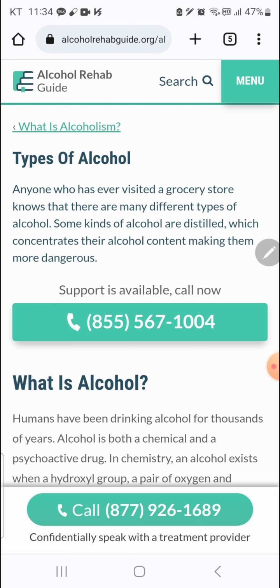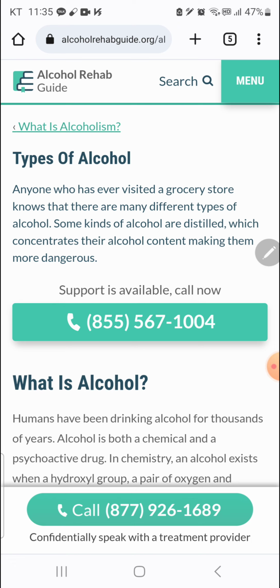So here we go. This one is from Alcohol Rehab. I'm not sure why they are interested in the alcohol types, but we should know the different types so that we know what we are talking about when that alcohol subject comes up in our daily conversation. So here we go. Types of alcohol.